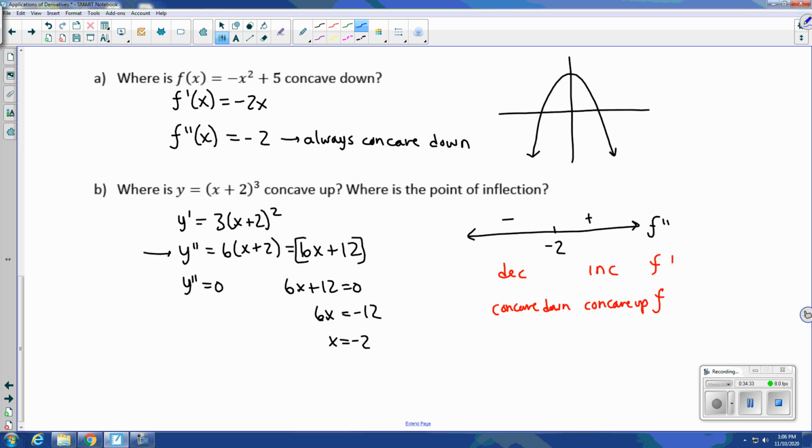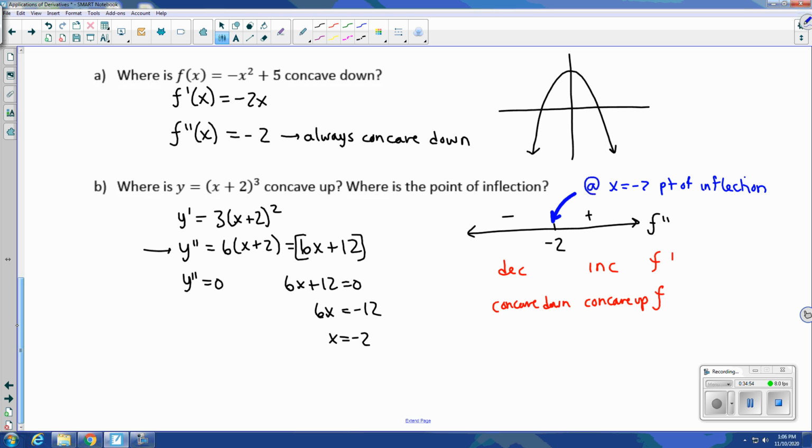And because of that, the change in concavity, or the change in the sign of f double prime, indicates that we have a point of inflection at x equals negative 2. And then where would you say it's concave up? It's where the second derivative is positive. So it's concave up from negative 2 to infinity.